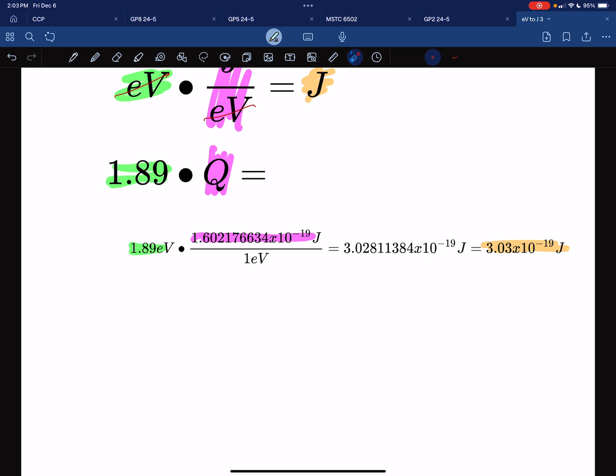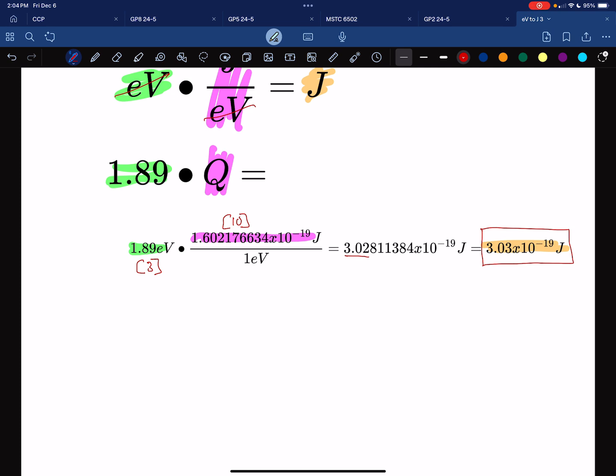And then lastly, we need to express it with a proper number of significant digits. We look at this 1.89, which has 3 significant digits. Our conversion factor has 10, so therefore our final answer can only have 3 significant digits. This 8 makes this closer to 3.03 than 3.02, so it rounds to 3.03, and therefore this is the number of joules in 1.89 electron volts.